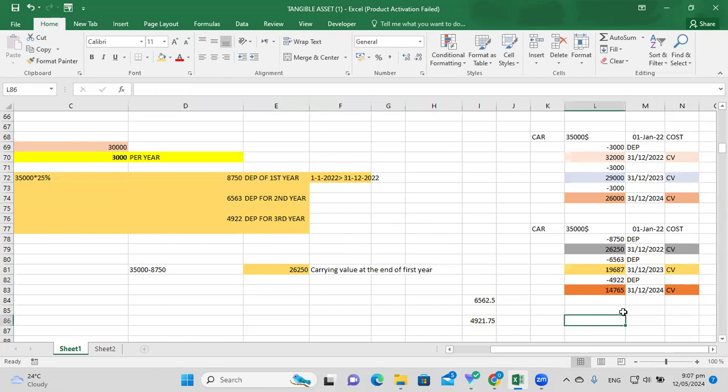All right. And if we want to take out the carrying value at the end of third year, what is our end of third year? 31 December 2024. So the carrying value on 31 December 2024 will be 14765. How do we get this? Simple. We will subtract 4922 from 19687. We will get 14765 as our carrying value at the end of third year. All right. So I hope that's clear up till now.